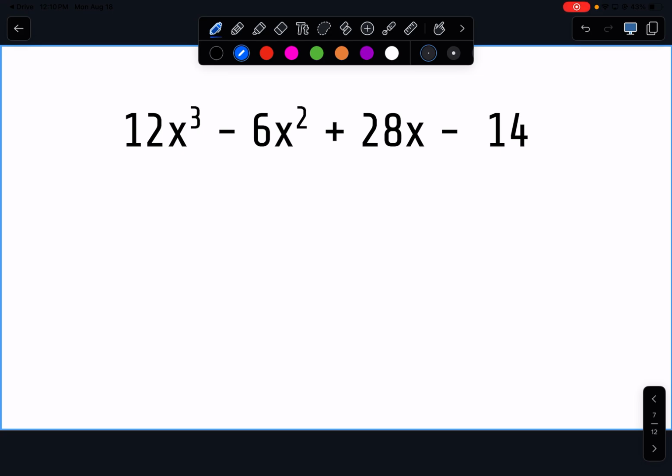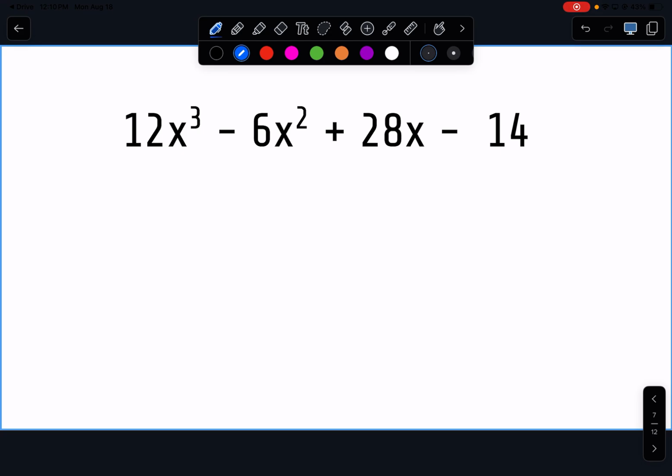The first time we look at a polynomial, we always need to look at it critically and not just jump to what we think we need to do first. What's something that we need to do here first on this one? I've got a 12, a negative 6, a 28, and a negative 14. Braden?